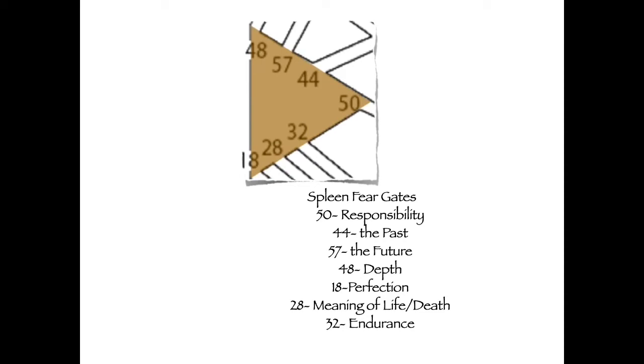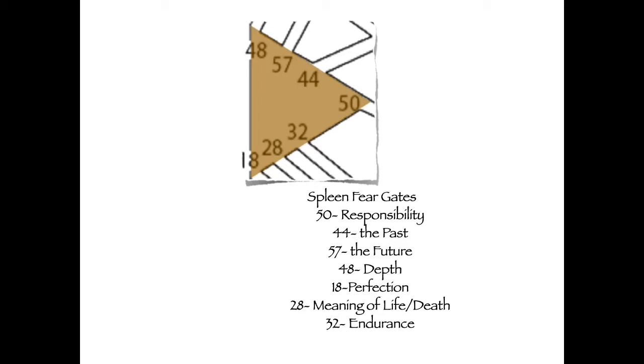So the gate 50 is all about responsibility, and the fear is that you're going to somehow let down your family or somebody you love by doing something wrong. There can be some level of codependence in this energy, and the way to push through it is to know that people have responsibility for themselves, and when they get older, you just have to let people do what they have to do, and hope for the best, because eventually everybody has to have their own level of responsibility.